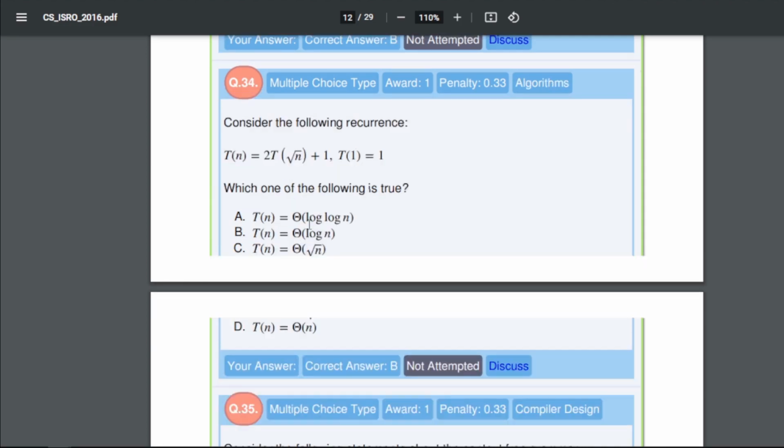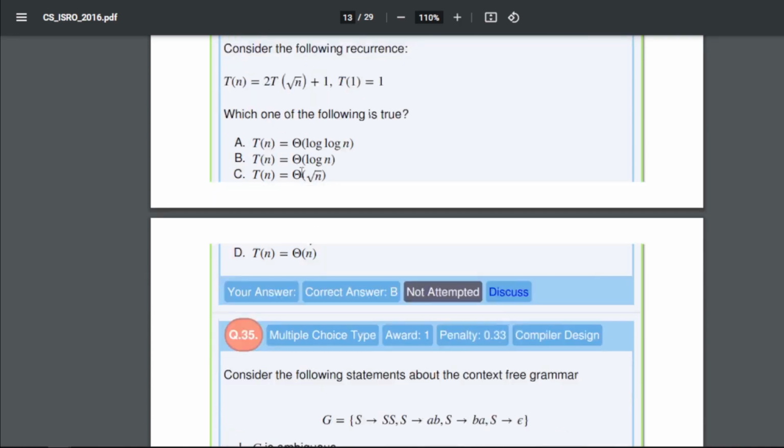Now question number 34: consider the following recurrence. Okay, this is the recurrence. Which one of the following is true for this particular recurrence? So here you can see 2T(root n) is given, so obviously you will get log n. Once you solve this, hope you remember you have practiced such recurrence relation questions. So for this our answer will be log n for this particular expression.